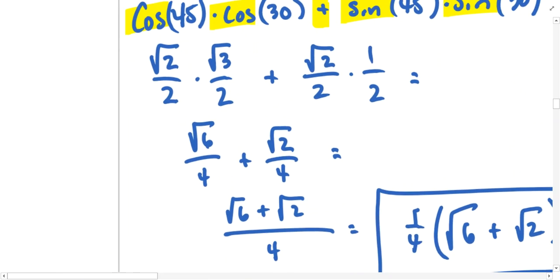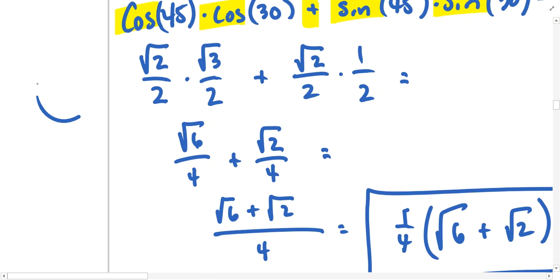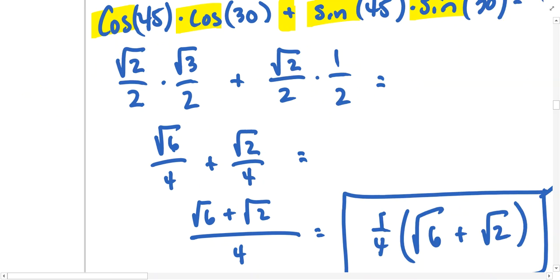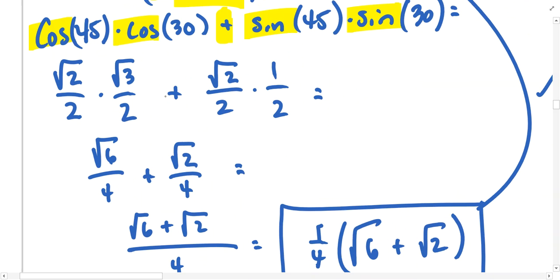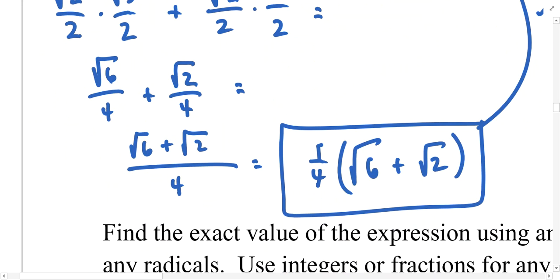So evaluating each of those components, I've done these mentally. I'm thinking of the unit circle here. Cosine of 45 degrees would be the x value at 45. Cosine of 30 would be the x value at 30. And similarly, sine 45 is the y value at 45 degrees, and sine 30 is the y value at 30 degrees. So mentally, I've considered those, performed the multiplication to get square root 6 over 4 plus square root 2 over 4. Since they have a common denominator, I would add them together.